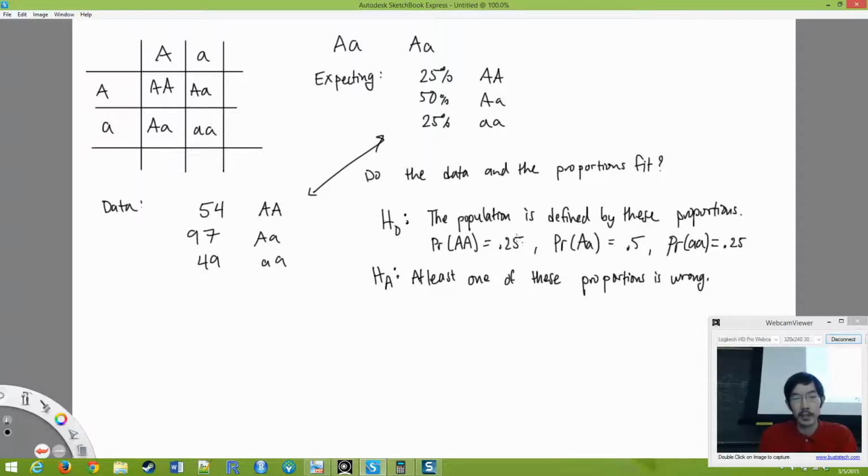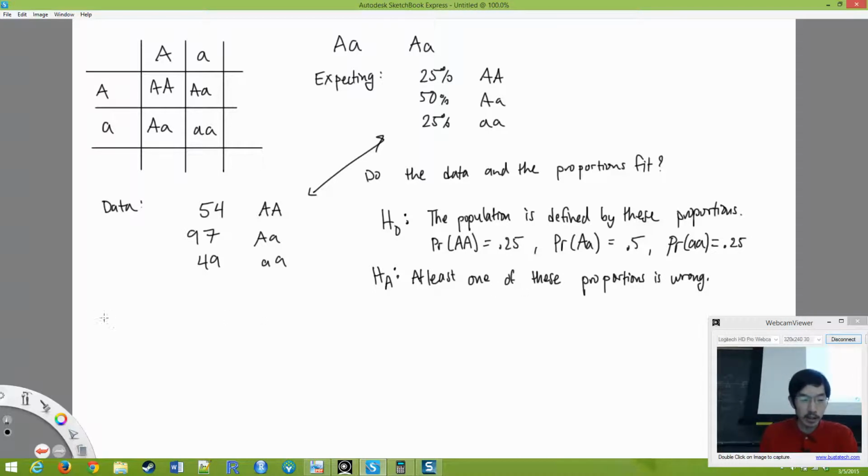Okay. And obviously, if one of these is wrong, then that means something else has to be wrong. But when you have more than two categories, it's hard to say, okay? Because let's say we were saying this number 0.25 is too small, then that means between these two other categories, the numbers are too big, okay? But it's hard to say who goes what and what goes where. So the alternative is just that at least one of these proportions is wrong.